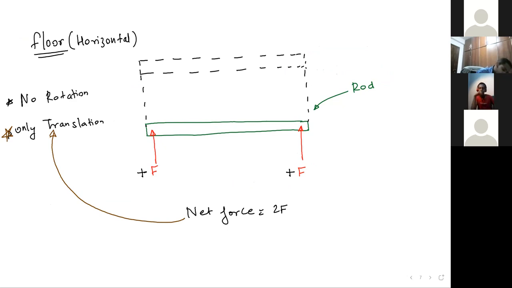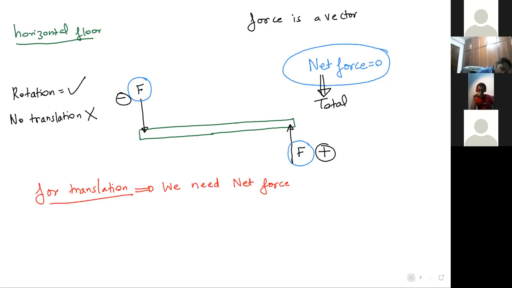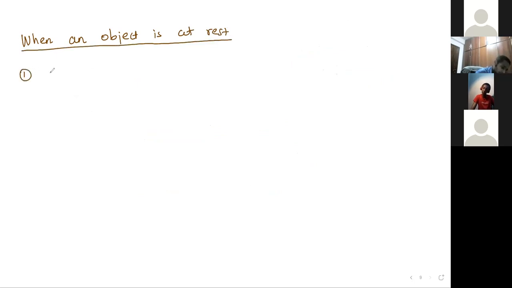So now what is our conclusion? See, I'm trying to come to the conclusion part. My goal is to bring you back to the conclusion. First conclusion: when an object is at rest, first, for translation motion, what do we need? We need net force, correct?